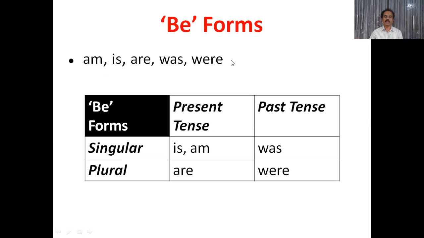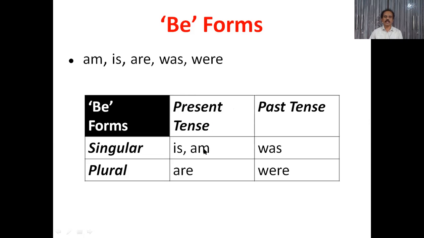Whenever you hear the term B forms, these 5 words should come to your mind: am, is, are, was, were. These are the 5 B forms. And we can classify or organize these 5 B forms like shown in the table. ಈ ಟೇಬಲ್ ಅಲ್ಲಿ ತೋರಿಸಿರೋ ತರ ನಾವು ಇವನ್ನ ಆರ್ಗನೈಸ್ ಮಾಡಬಹುದು.